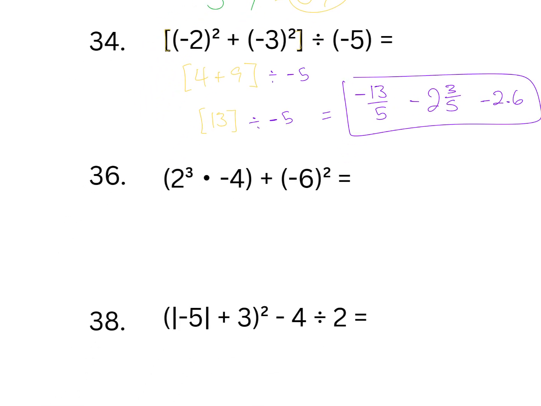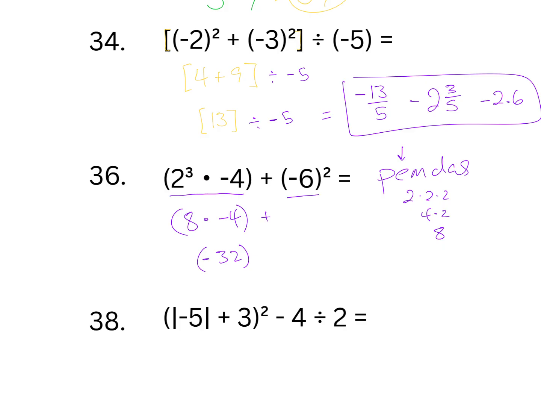2 cubed times negative 4. Okay, so if you're feeling a little freaked out, parentheses. We're going to go inside of our parentheses, and then we're going to do the exponents. So 2 cubed is 8. 8 times negative 4, that's negative 32. Plus, well, negative 6 squared is going to be 36. So we have negative 32 plus 36, that's 4.